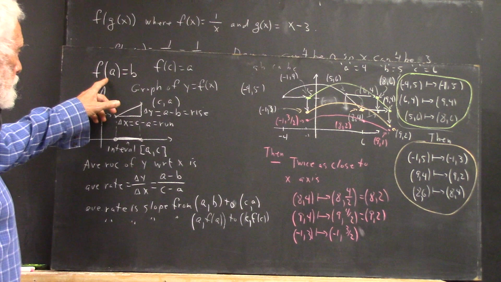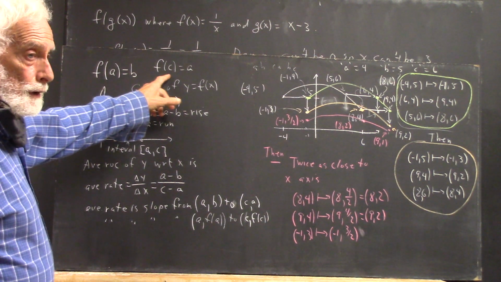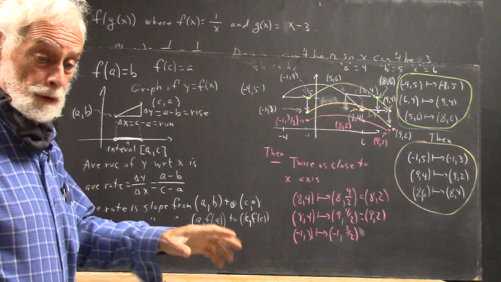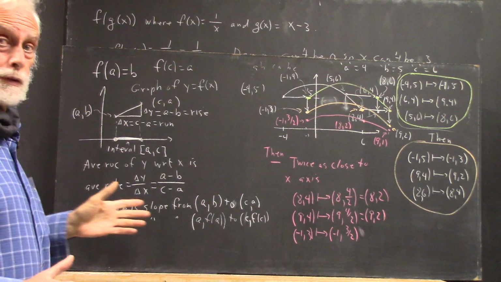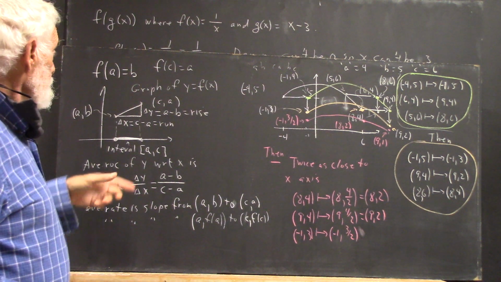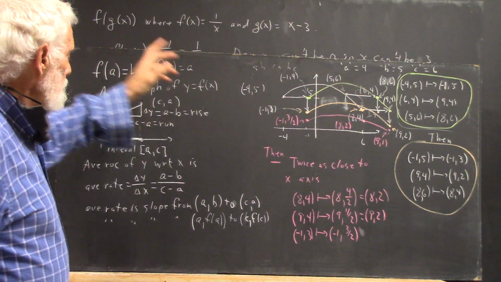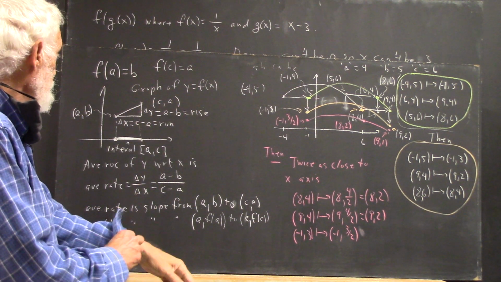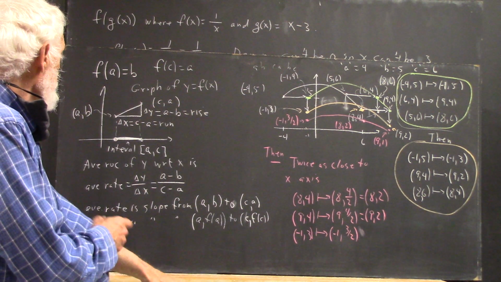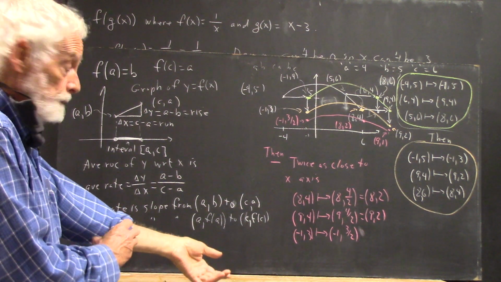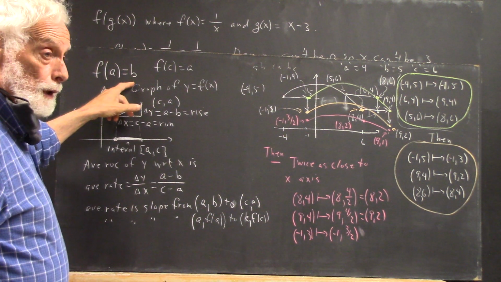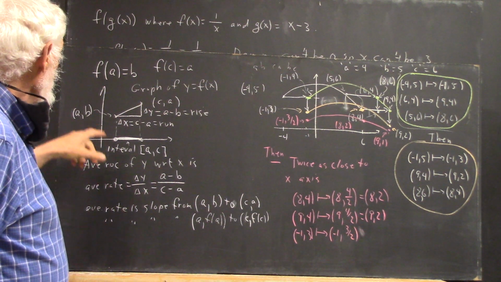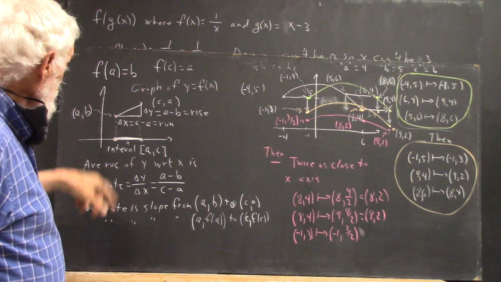Okay, we've said that F of A equals B, F of C equals A. Now, the intent was that there would be numbers for these symbols, but that's okay. We can do this with symbols just as well. So we want to sketch the corresponding points on a graph of Y equals F of X. If F of A equals B, then A is your X coordinate and B is the Y coordinate that corresponds to it, meaning the point A, B is going to lie on the graph.